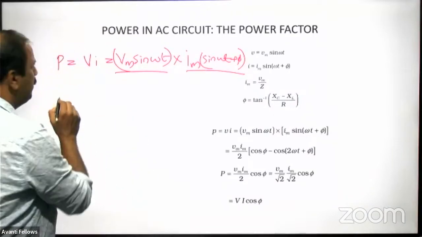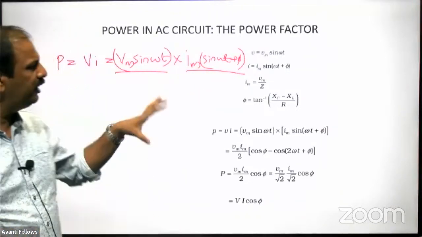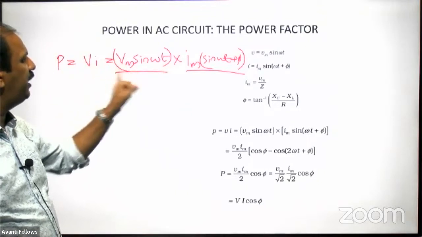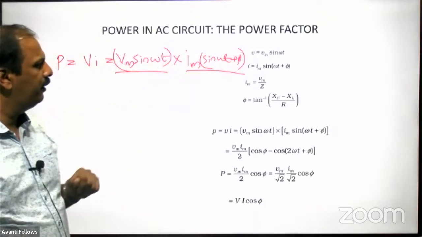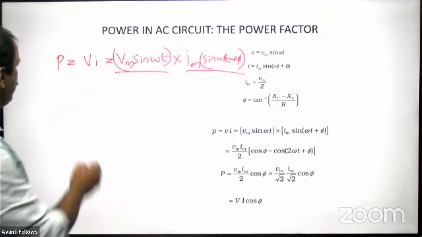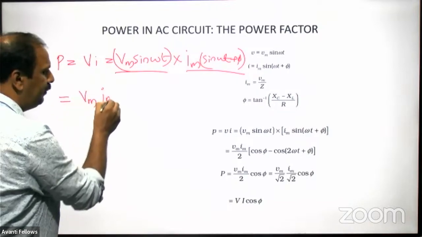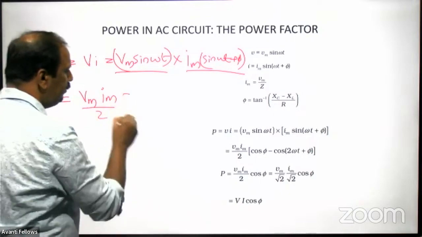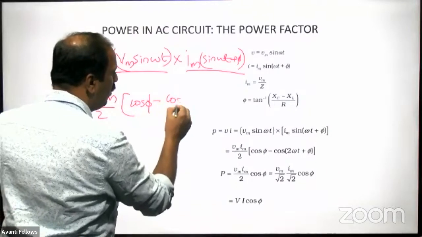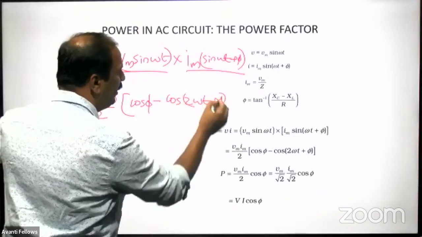Now this power is given. Once more, for those who did not understand, we are calculating the power. Power is given by voltage into current. Voltage is Vm sin omega t and current is Im sin (omega t plus phi). Okay. Now we are taking the product of that. So P is equal to Vm into Im by 2 into (cos phi minus cos (2 omega t plus phi)). Using the trigonometric identity, you can write it like this.